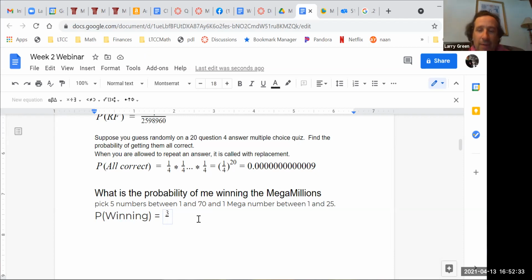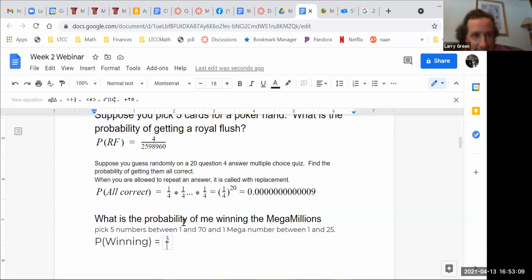Now we need to figure out how many different ways there are of picking lottery numbers. How many different tickets could be bought? Okay, distinct tickets. So how do I find how many ways there are of picking numbers between 1 and 70? And by the way, order doesn't matter, and it is without replacement. So how do I find that out? Do you remember? Here's a hint. Remember how I did that? It's very similar to the royal flush one.